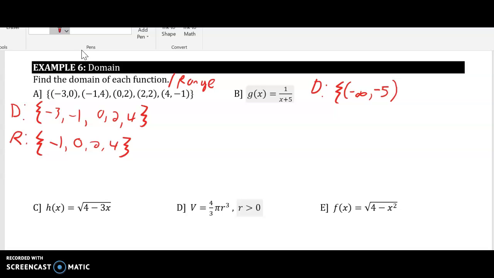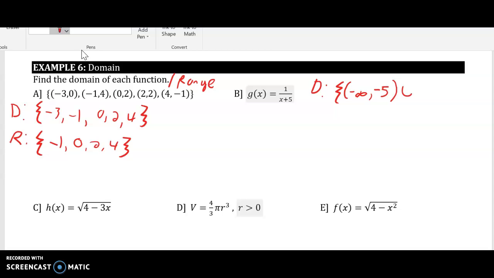Some students would say, why don't I put -4? What about -4.3? Or what about those kind of numbers? What about -4.9? Well, what about -4.99? So we exclude that number. Whatever number you're excluding, you write it down and then put a parenthesis.